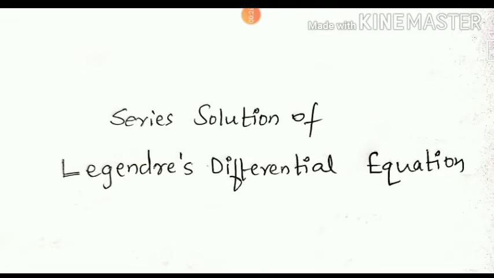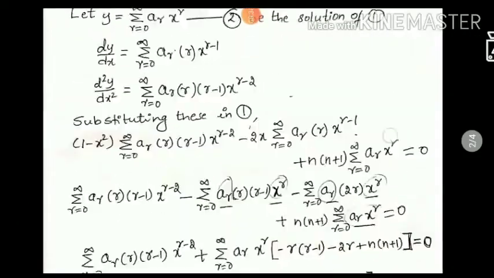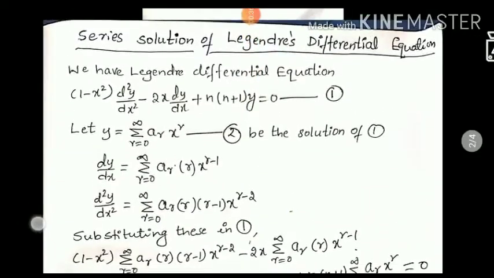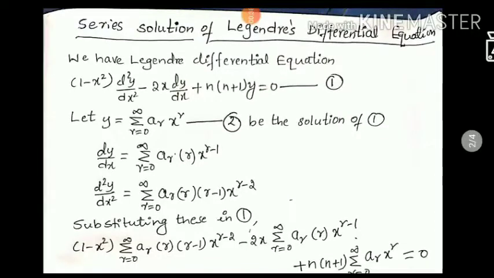Now let me move to the concept series solution of Legendre's differential equation. So first we will see what is the Legendre's differential equation. We have Legendre's differential equation like this: (1 minus x square) d square y by dx square minus 2x into dy by dx plus n into (n plus 1) y equal to 0. This type of special differential equation is known as Legendre's differential equation.